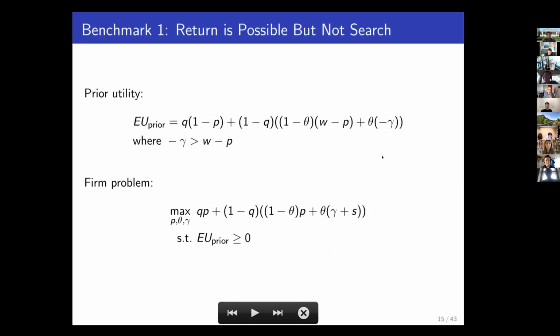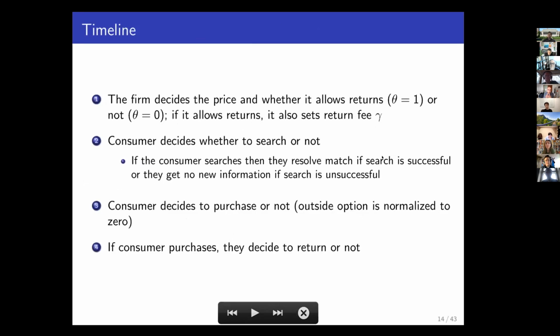Sorry, can I ask you a clarifying question? Why do you need this distinction between whether search is successful and whether the match is good? What does the difference between the two mean? If search is successful, it can also tell you that the product doesn't match, right? Right. But if search is unsuccessful, you don't know whether it's a match or not. Yes, you go back to the prior. Why don't you just have: you search, there's a match or there's no match, and end of story?